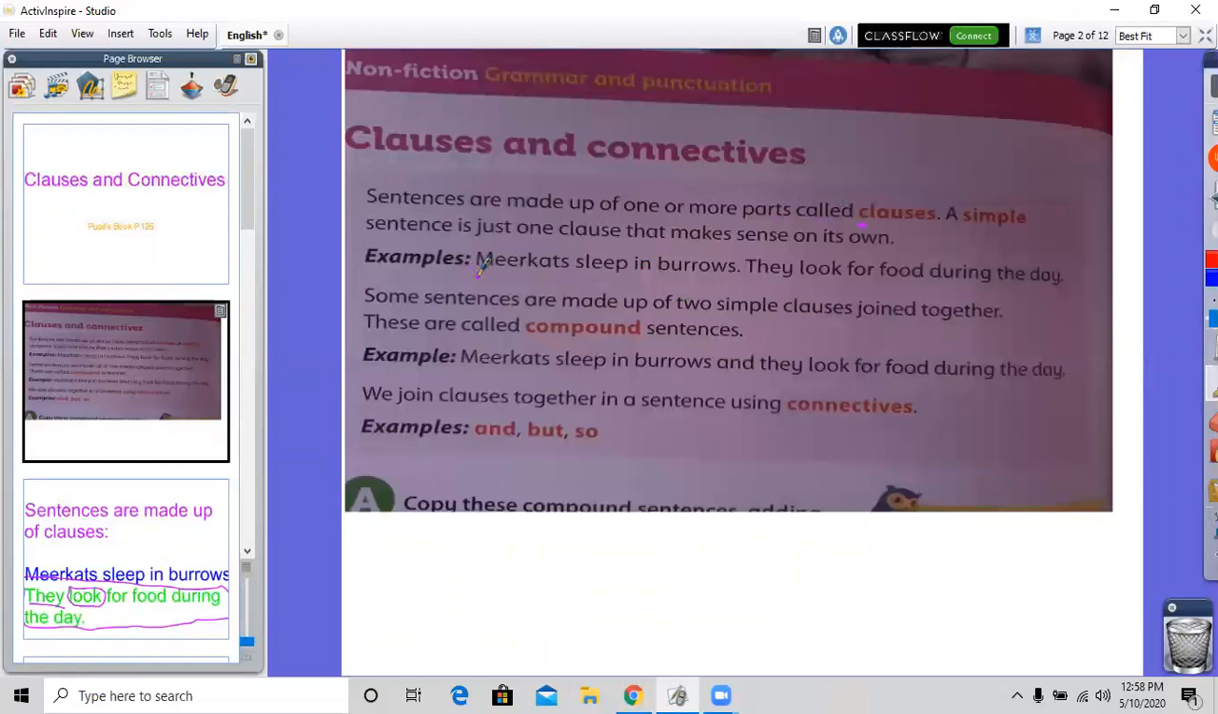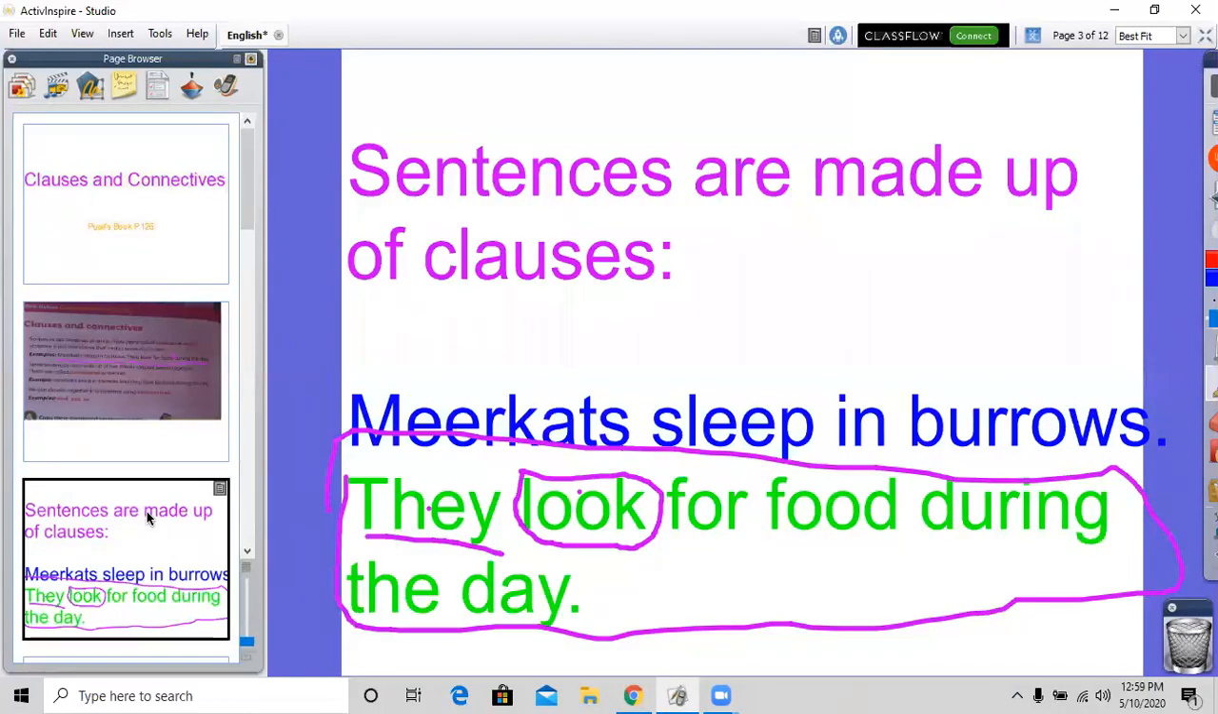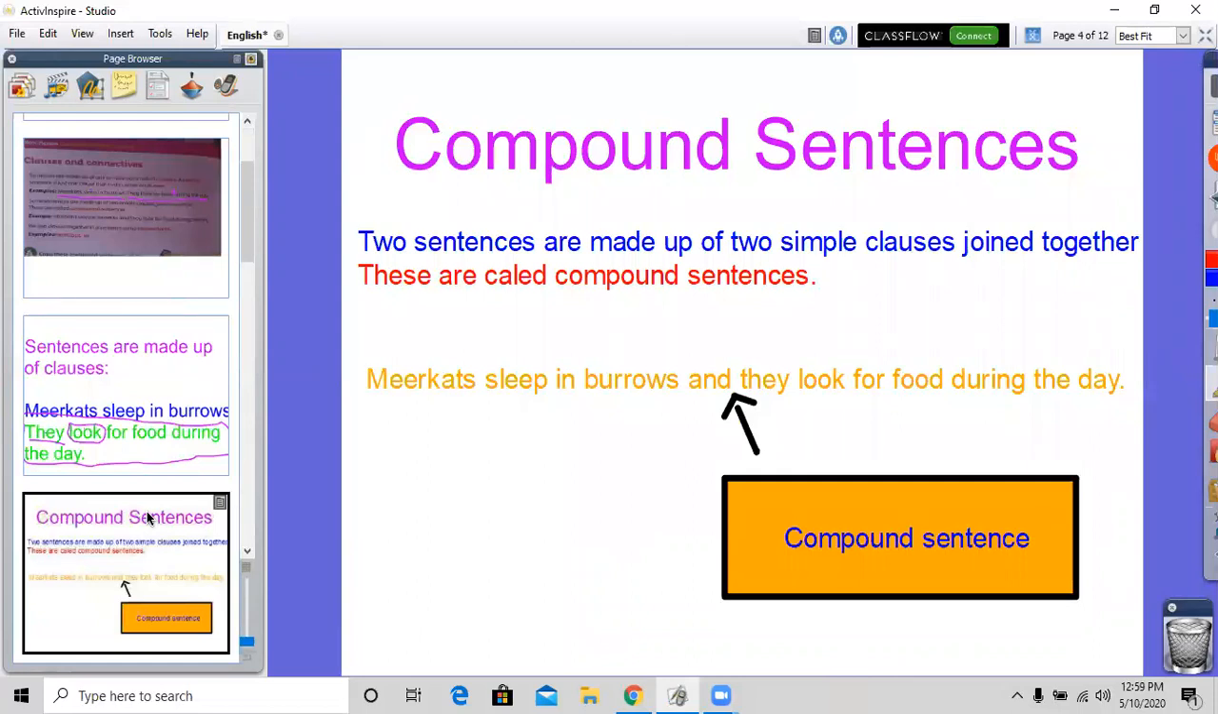For example, we just read the example. Meerkats sleep in burrows. This is a simple sentence. They look for food during the day. This is another simple sentence. So this is one and this is two simple sentences. Okay, what about if I want to join both of these sentences together? If I join both of these sentences together with the word and, let's take a look at the sentence.